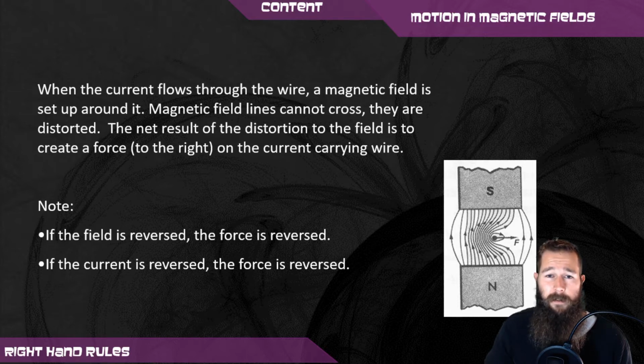And what we can see from this is that when the magnetic field lines combine, a force is created on that wire, and in this case pushes the wire to the right hand side.